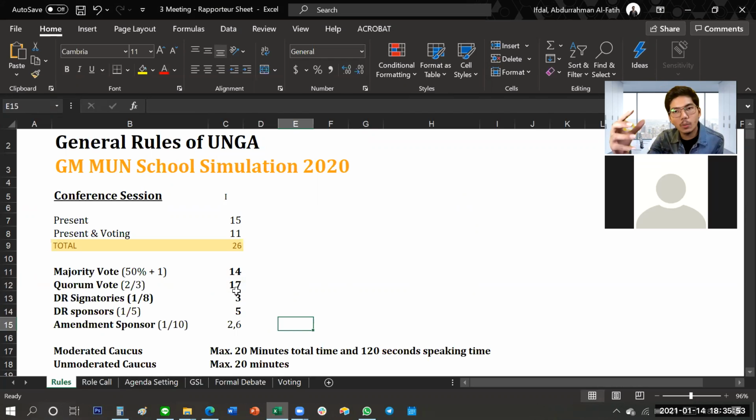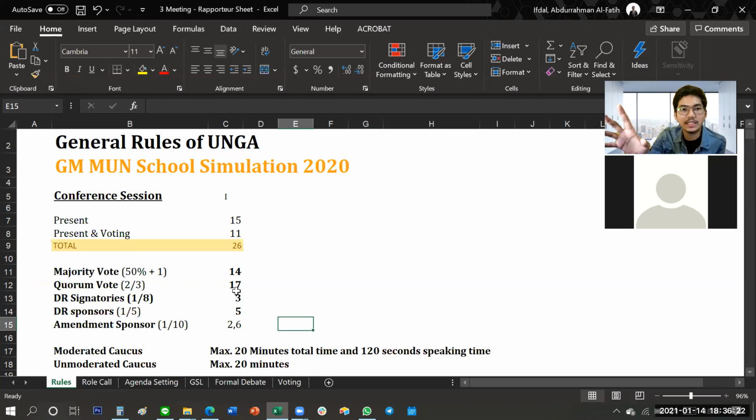The quorum vote is always more than the majority. Why is that? The reason is that if you want to pass a resolution, you have to at least gather a quorum number of votes from the delegates who are present or present and voting. Remember that in a voting session, we will look for a quorum when it comes to passing a resolution.